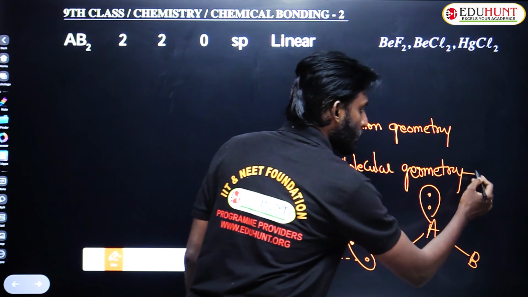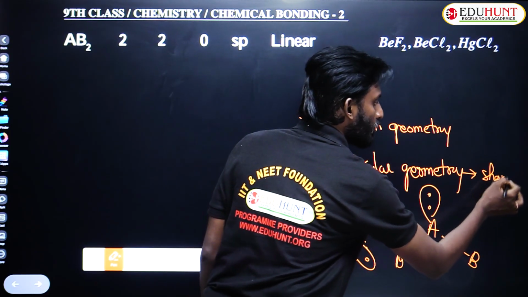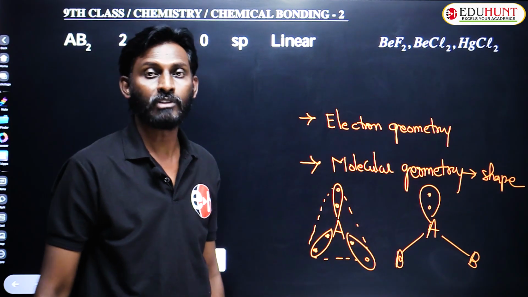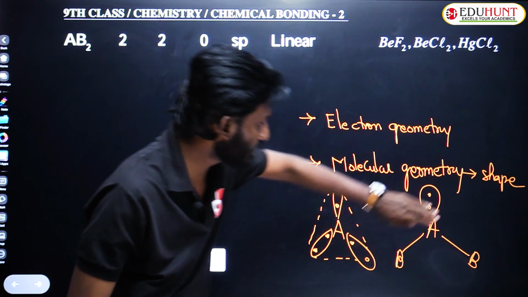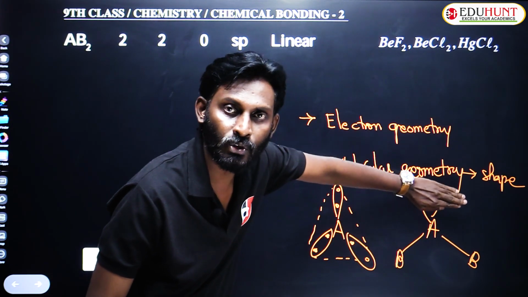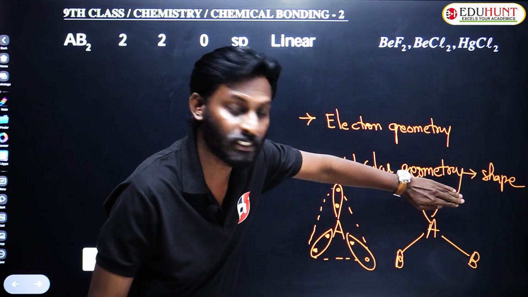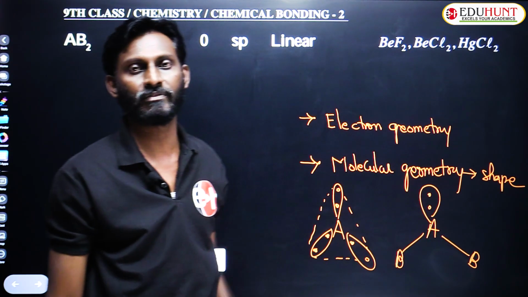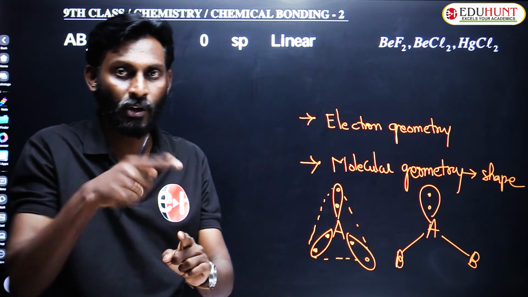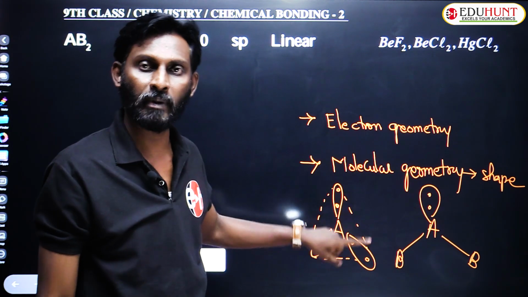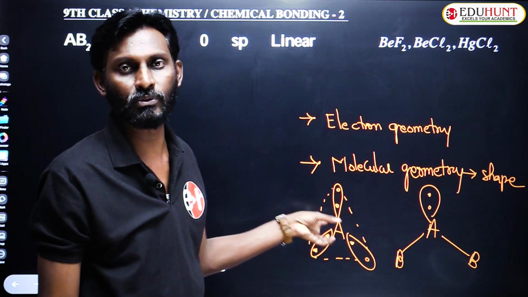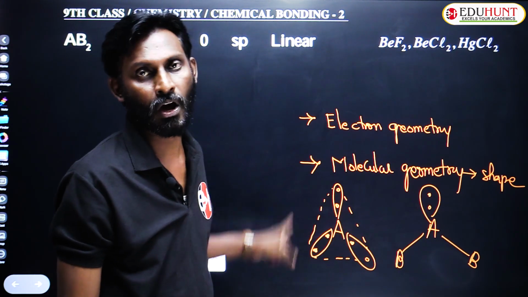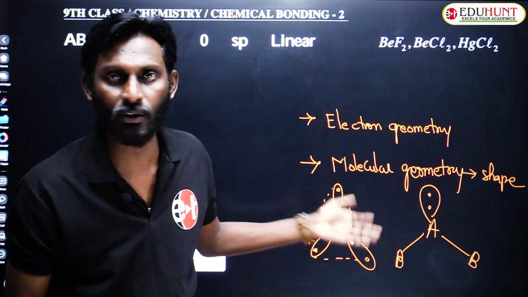Molecular geometry is otherwise called the shape of the molecule. So when you have to determine the shape, don't consider this lone pair. Now how is it looking? It is looking like a bent molecule, right? A bent molecule. So that's the difference. While determining the electron geometry, you take all lone pairs and bond pairs together. Along with lone pairs and bond pairs, all electron pairs together look like trigonal planar.